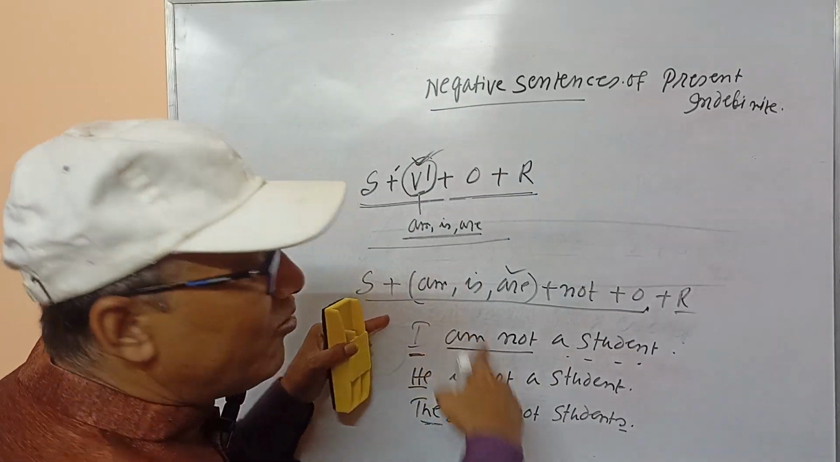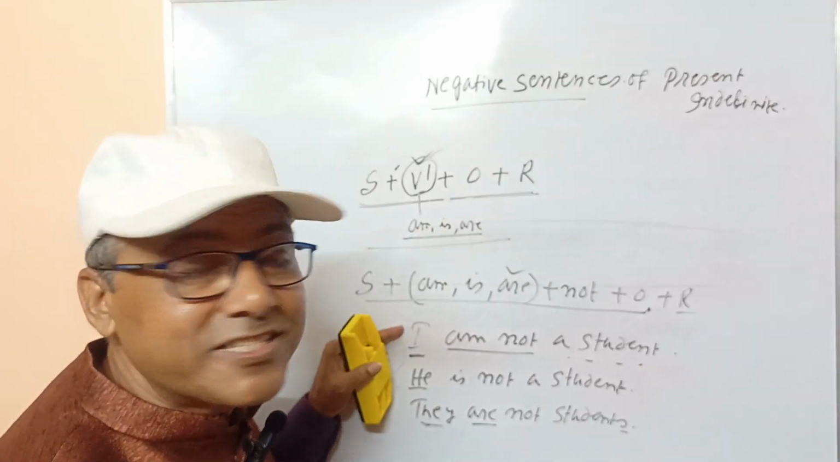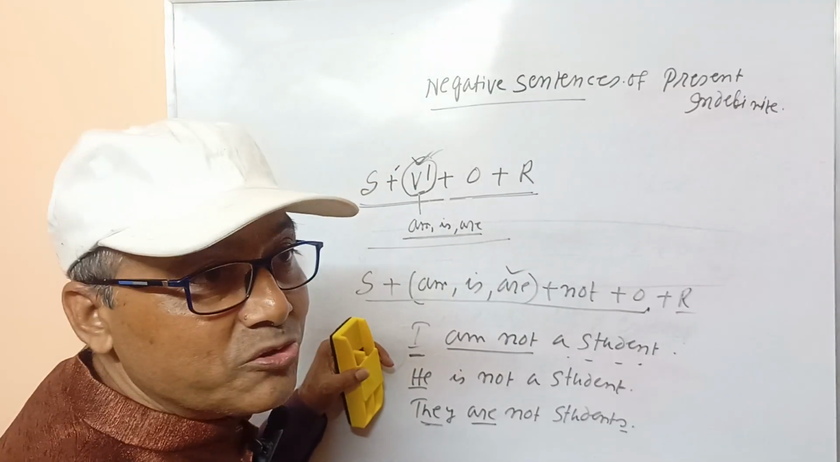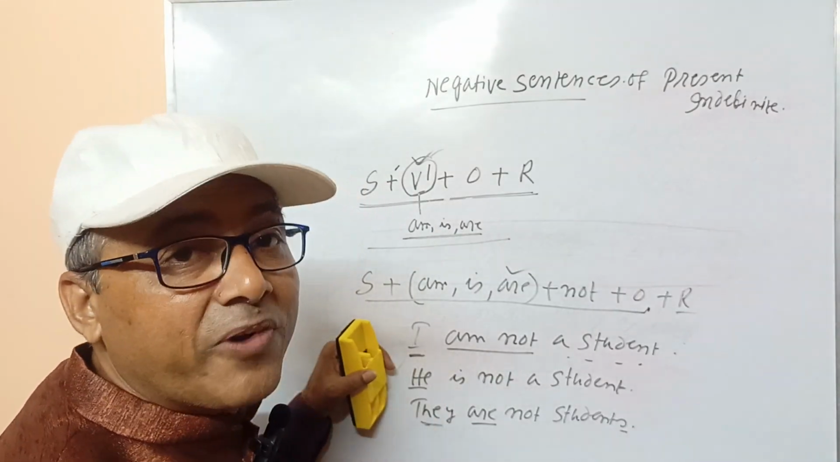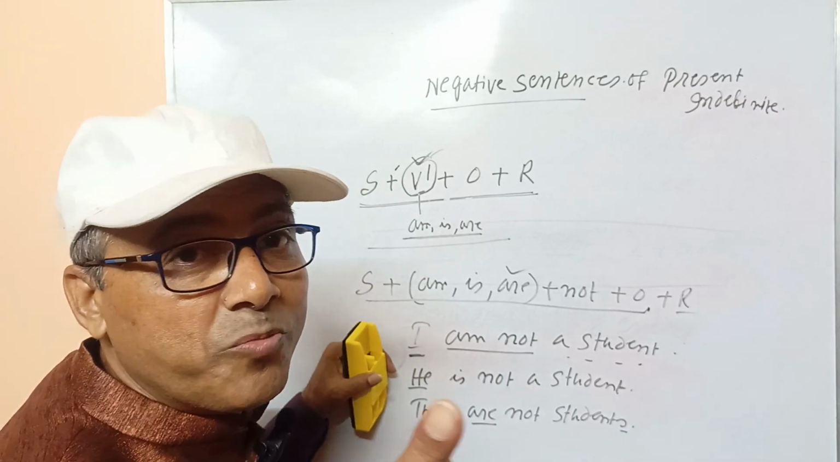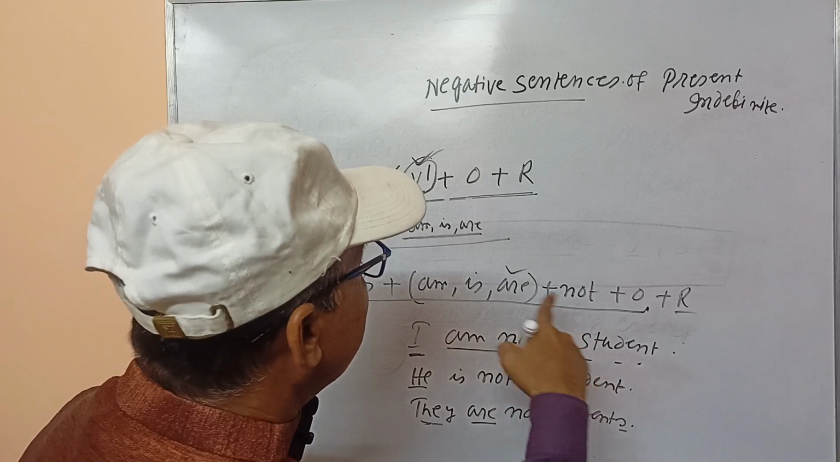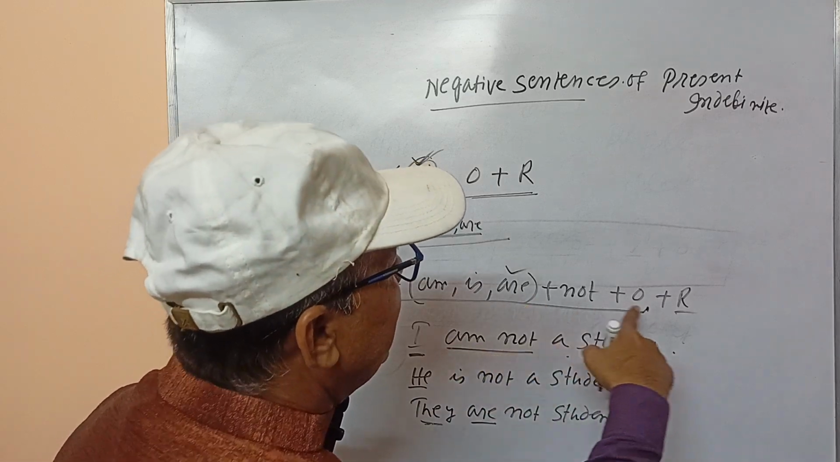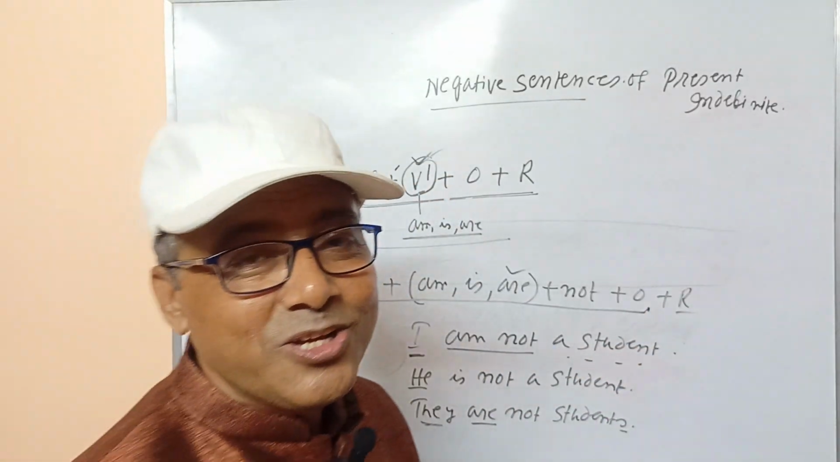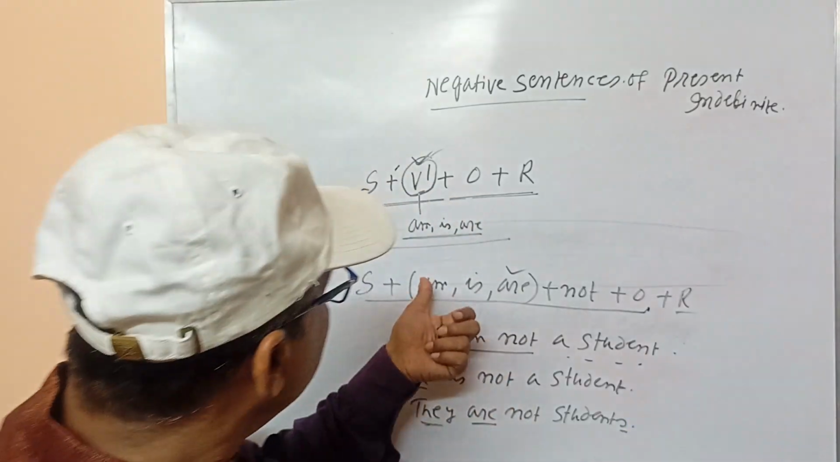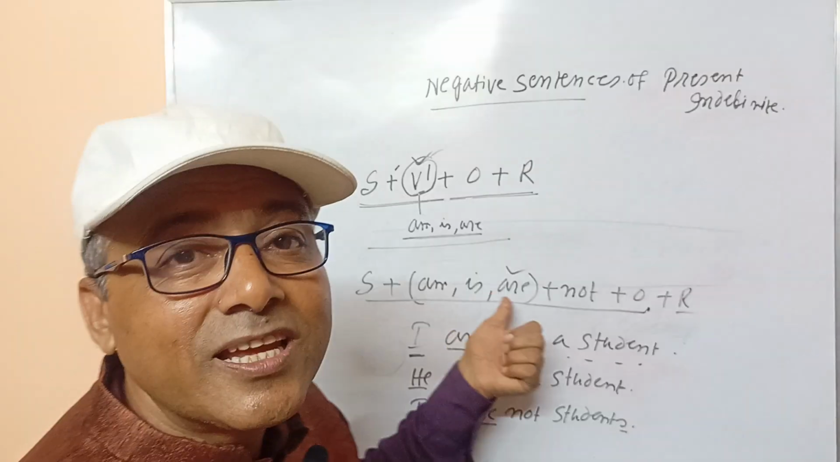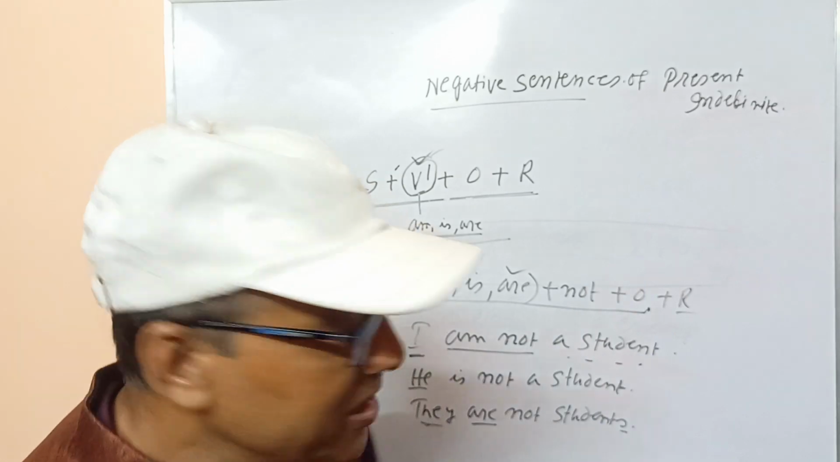See how I have framed negative sentences with the help of be verb. So the formula of creating negative sentences with the help of be verb is: subject, am not, is not, are not, then object, then remaining. So follow this formula and create a lot of negative sentences.